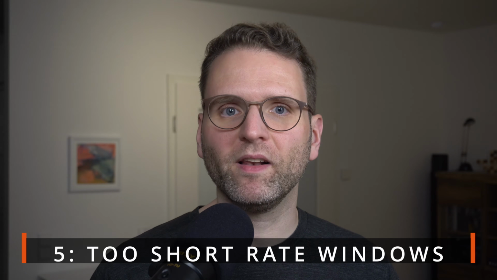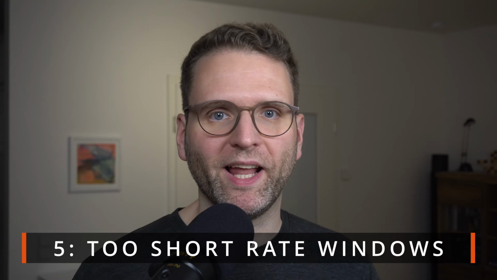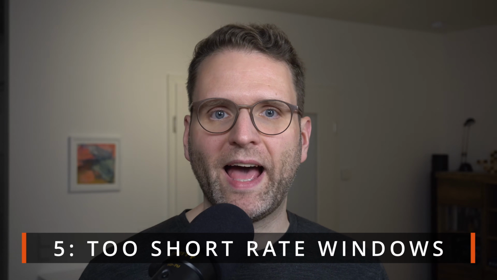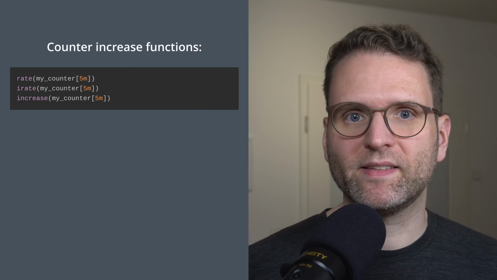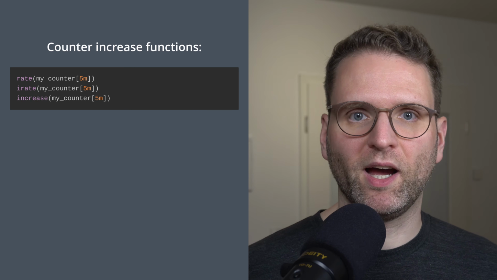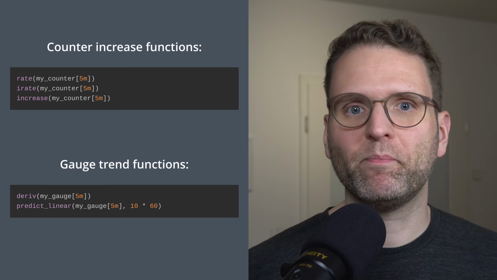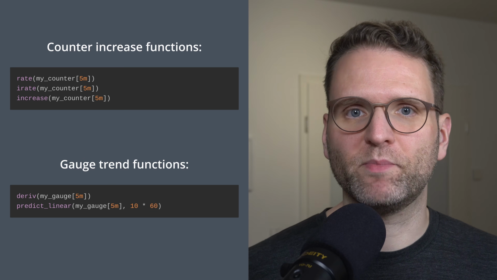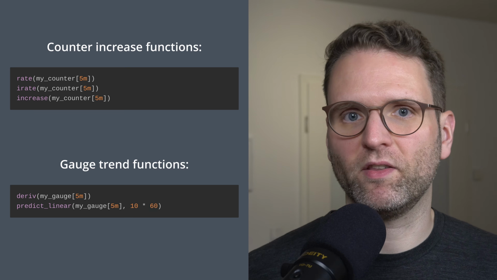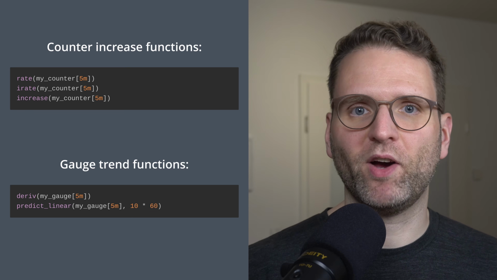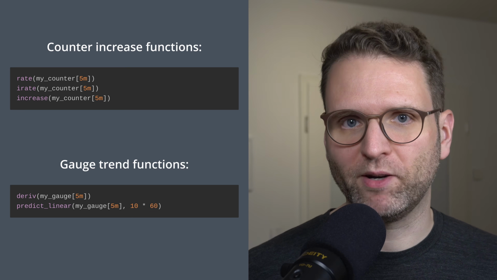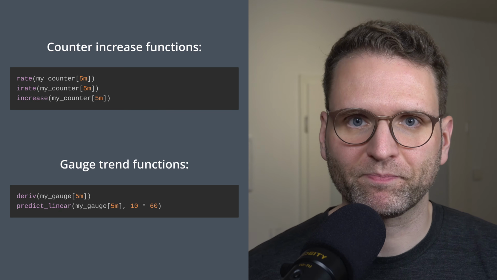As a fifth pitfall, let's talk about gappy or unreliable rates. These can happen when you're using any of the functions in PromQL that tell you either how fast the time series is going up or down. Those are the rate, irate, and increase functions for counters, or deriv and predict_linear for gauges. And by the way, if you're curious about the difference between counters and gauges and all these different metric types, check out this video I made up here about the 4 different metric types in Prometheus.